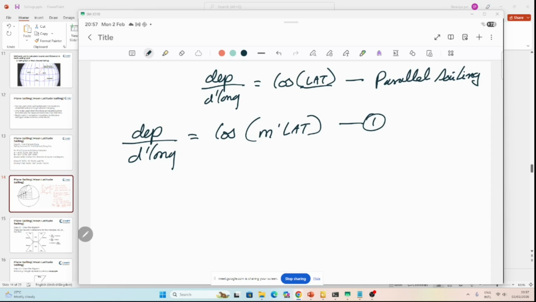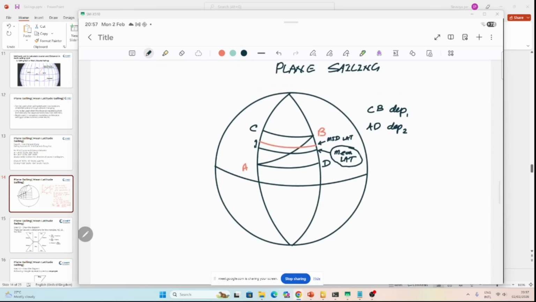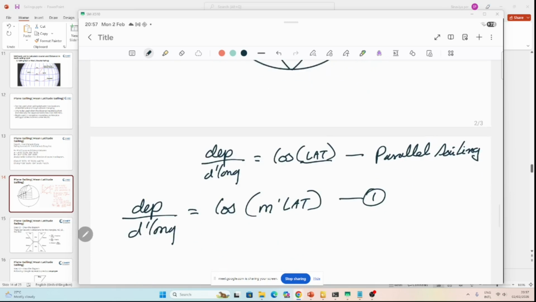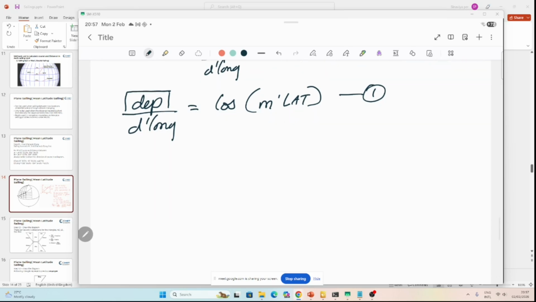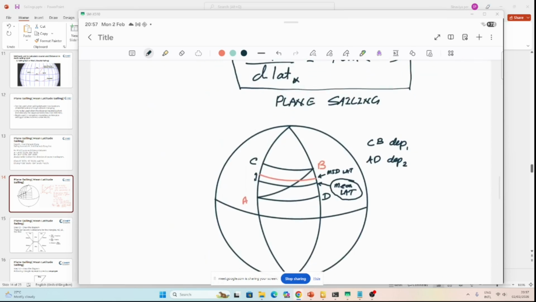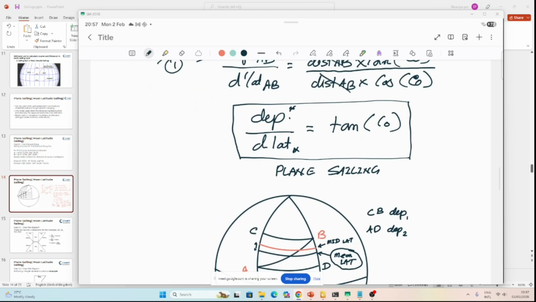The reason is I explained earlier why we have to use the mean latitude and why we are not taking the mid latitude. So now this is the first formula. By using this formula, you can easily find out departure. So if you can find out the departure, in the previously proved formula you saw that departure divided by d lat is equal to tan course.